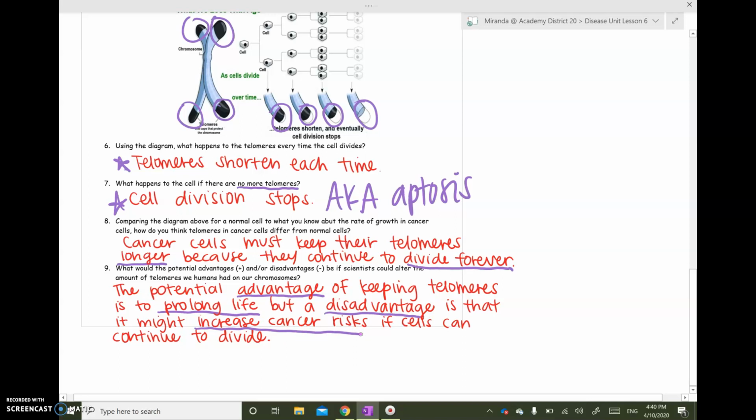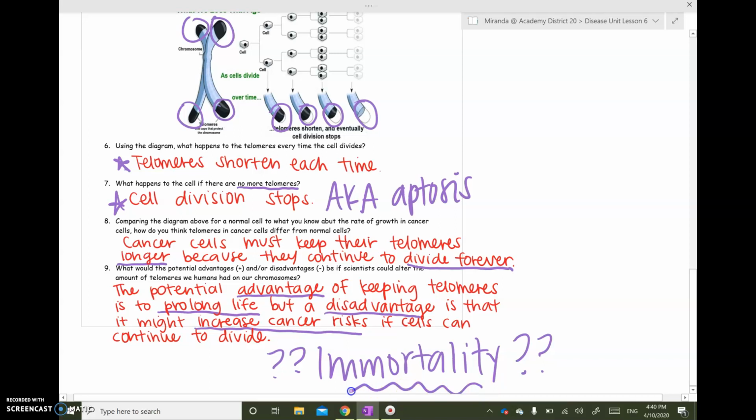So this is one of the big problems with immortality. Because usually if someone lives long enough, they're going to have some sort of cell division problem and end up with some sort of cancer. So this is kind of a weird, kind of philosophical question of what happens if you are immortal.